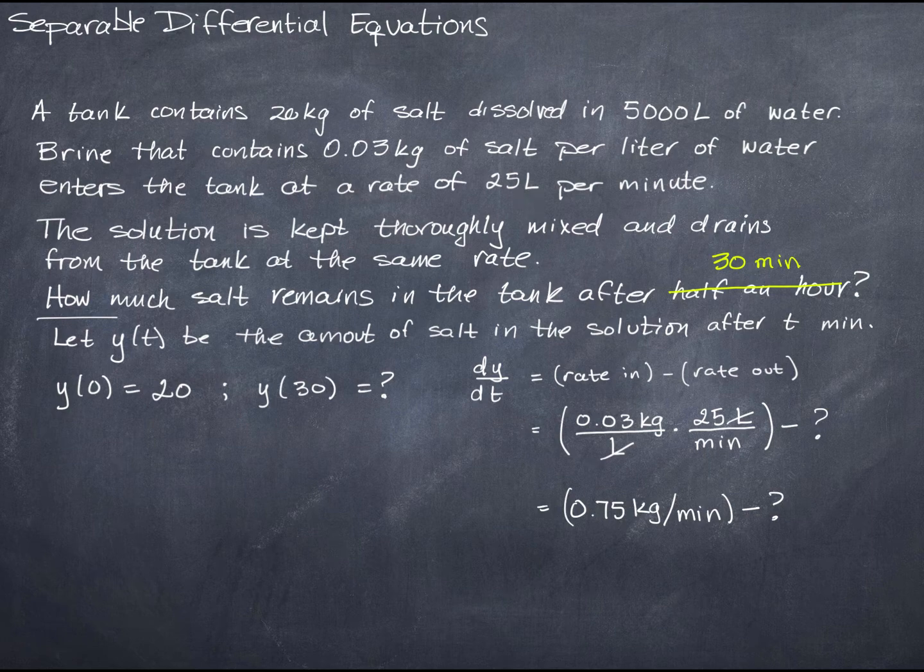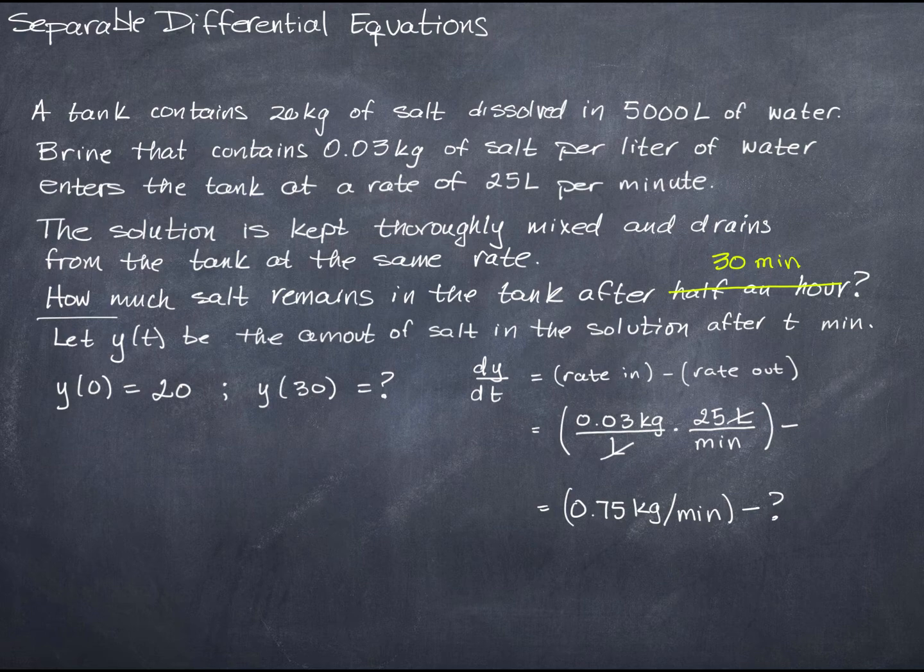And they also tell us that the fluid or the solution drains from the tank at the same rate. So we have 25 liters of new solution coming into the tank every minute and 25 liters going out. So there's no change in the actual amount of fluid in the tank. That stays constant, but the amount of salt is changing. If the total amount of salt at any time t is y of t, then the amount of salt per liter is y of t over 5,000. So we have, I'll erase this.